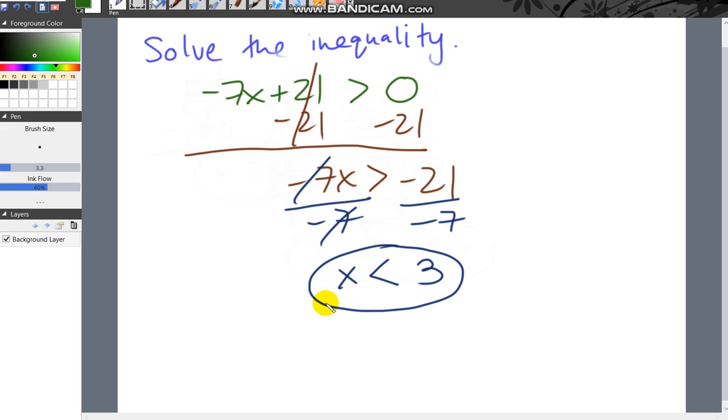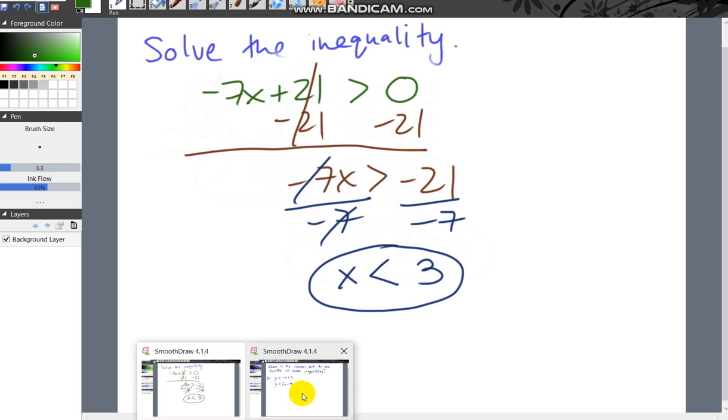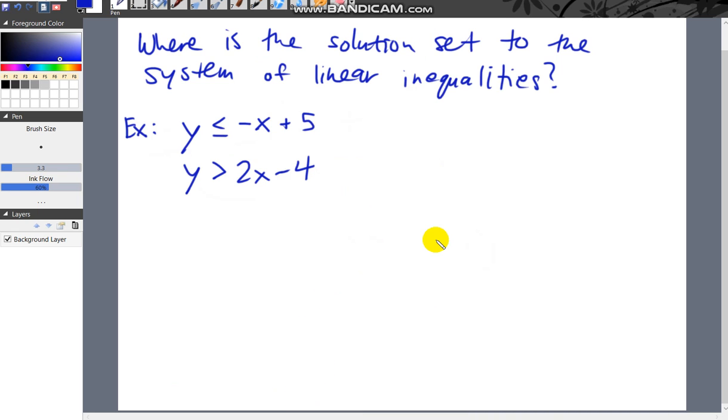All right, so that was the easy part. Now I'm going to show you this other part: where is the solution set to the system of linear inequalities? If you watched the other video I posted, please watch that. I thought I did a pretty good job explaining it. It's very visual too. Now I'm going to go to Desmos and graph these here.